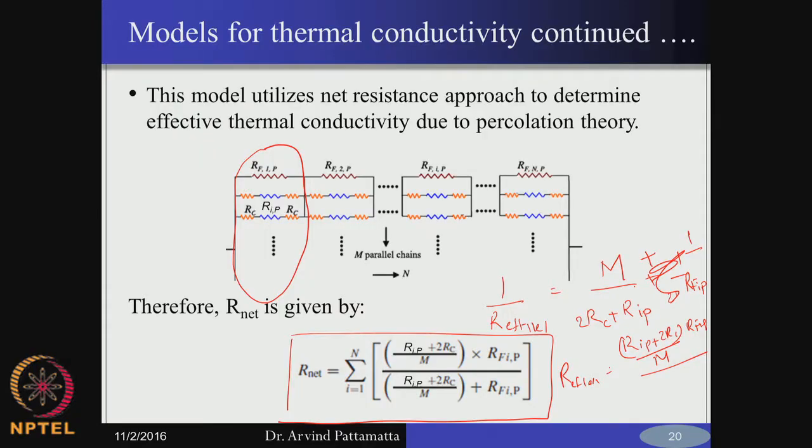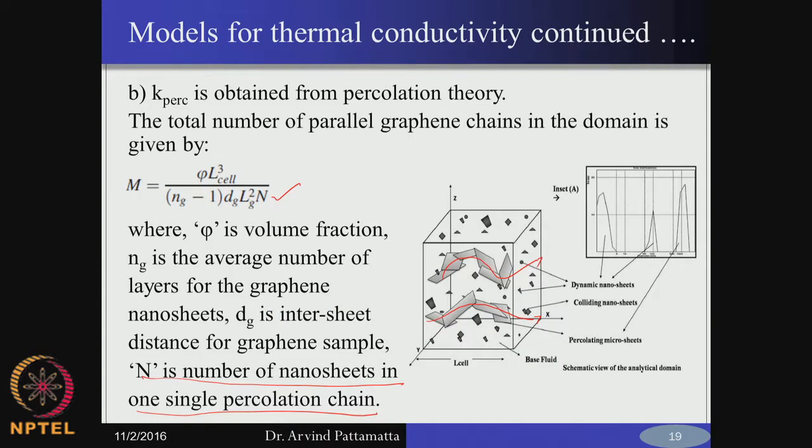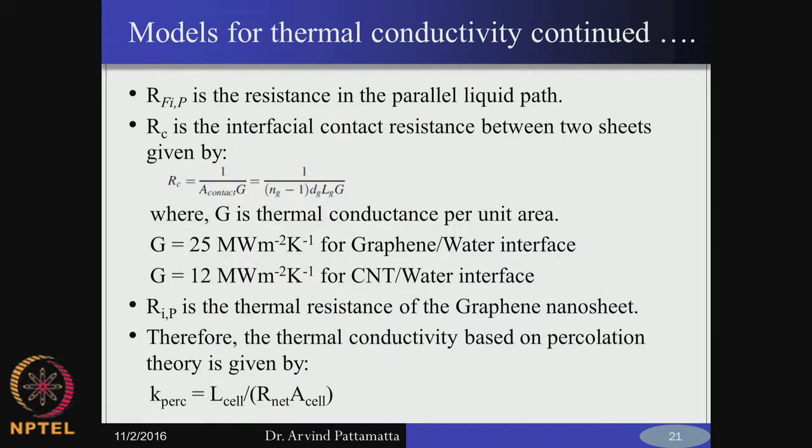Okay. So, this is the approach we follow. Once you estimate the net resistance, we can calculate the thermal conductivity component due to the percolation. So, how do you calculate? Using this expression, finally L by R net A_SL.